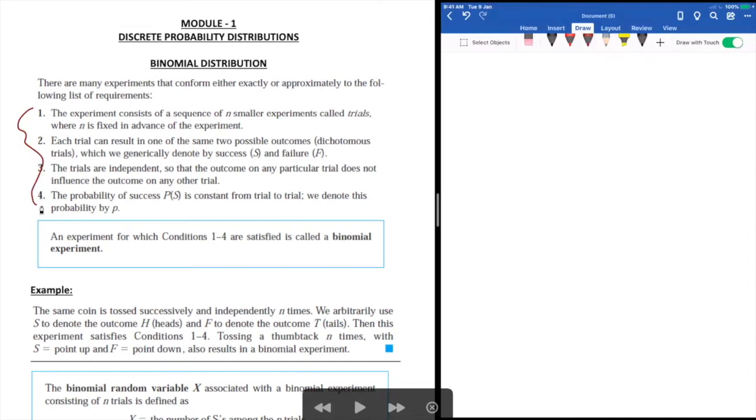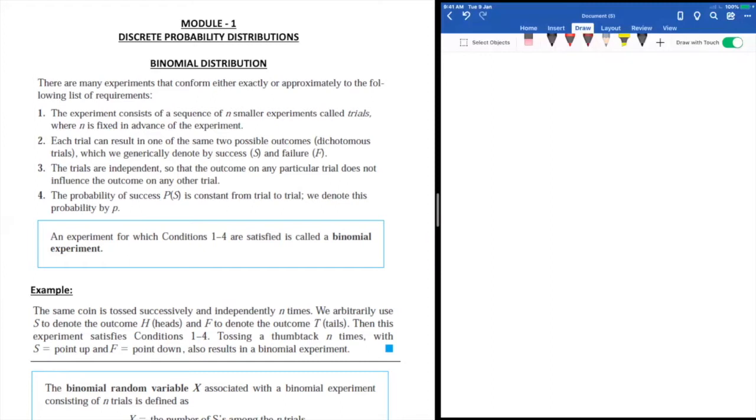Now, the experiment consists of a sequence of n smaller experiments called trials. See, for example, tossing a coin n times. Each tossing is a trial. An experiment consists of a sequence of n smaller experiments, where n is fixed in advance of the experiment.